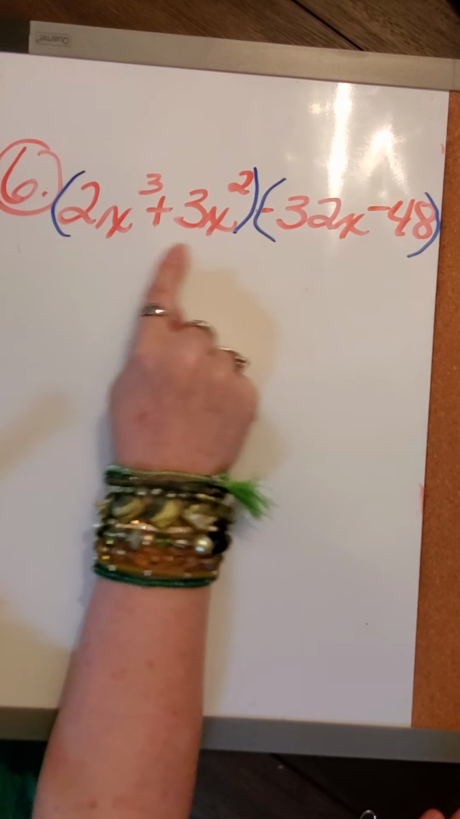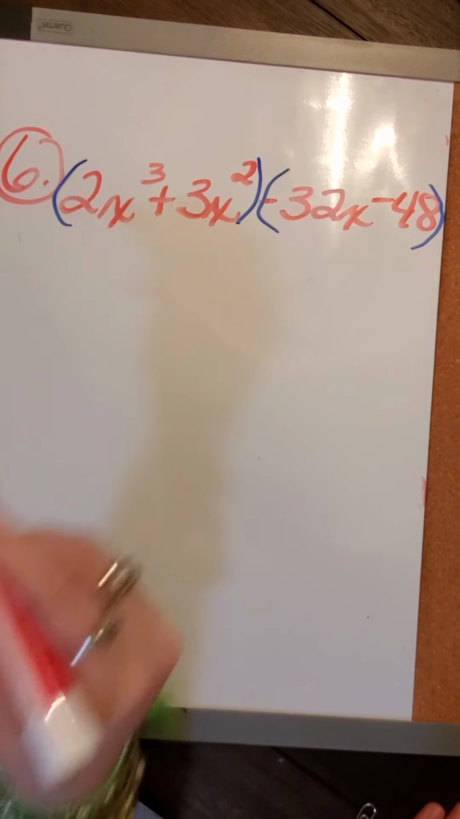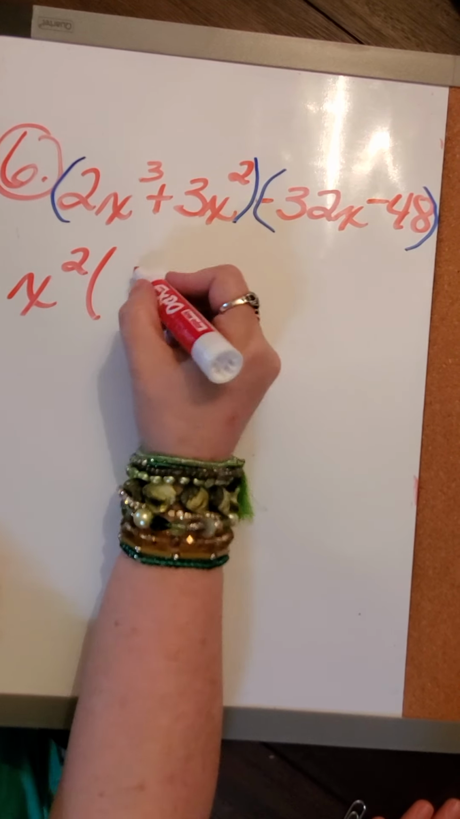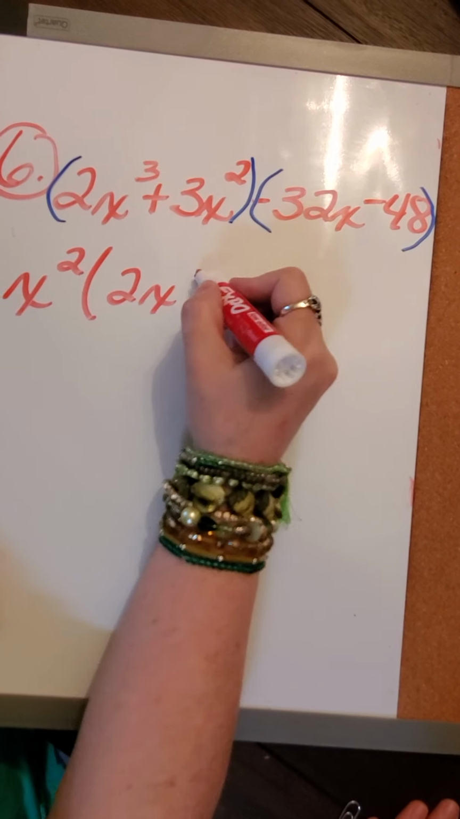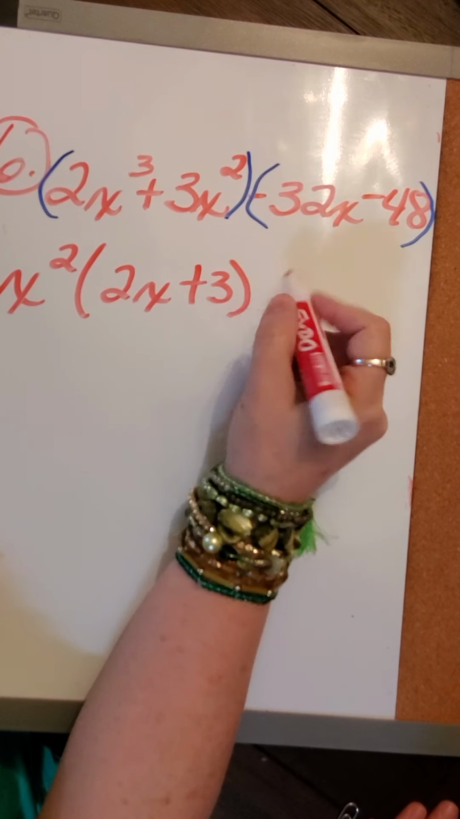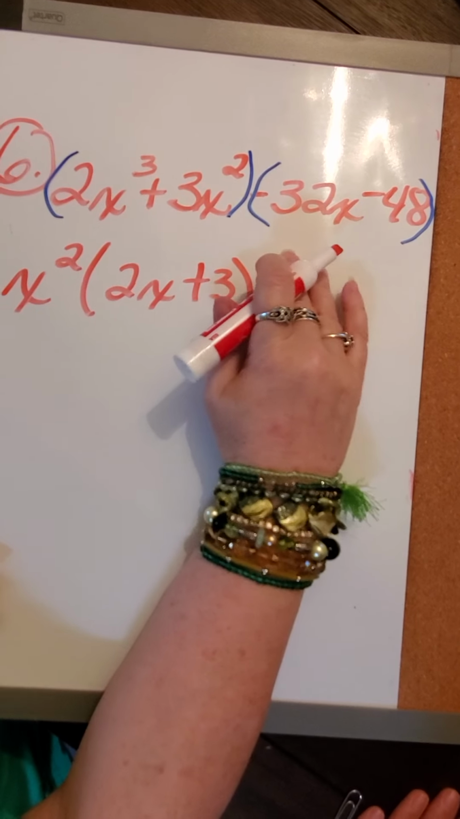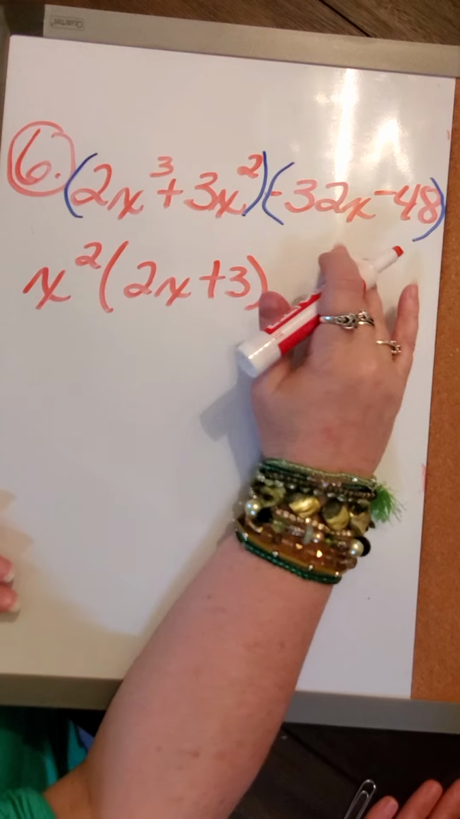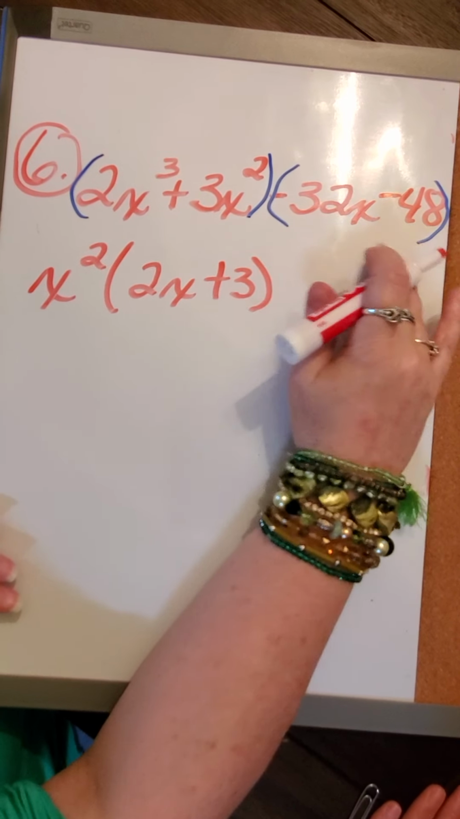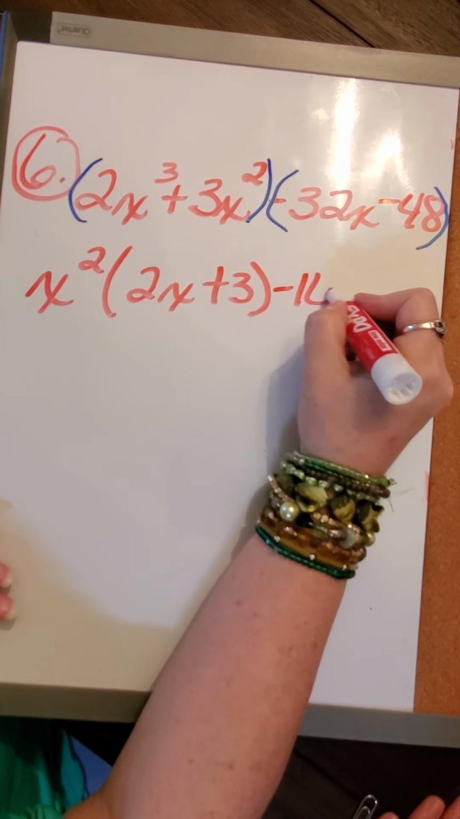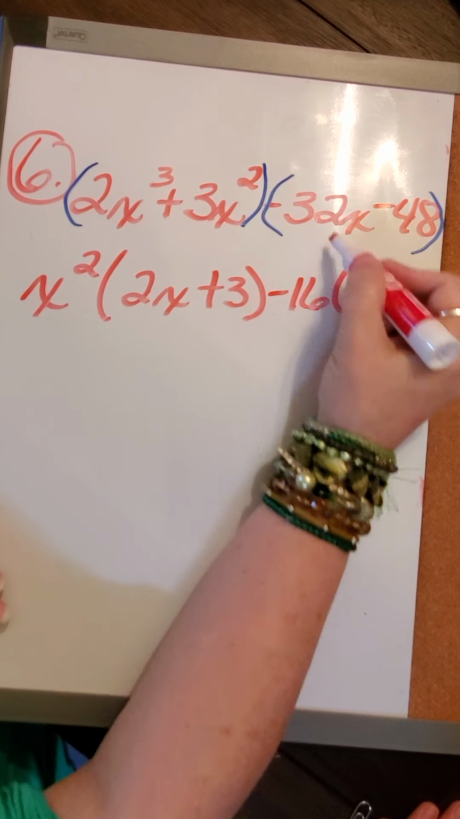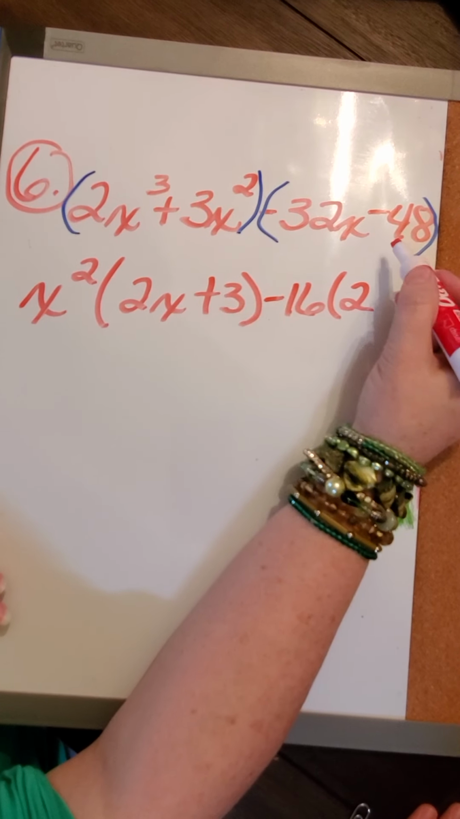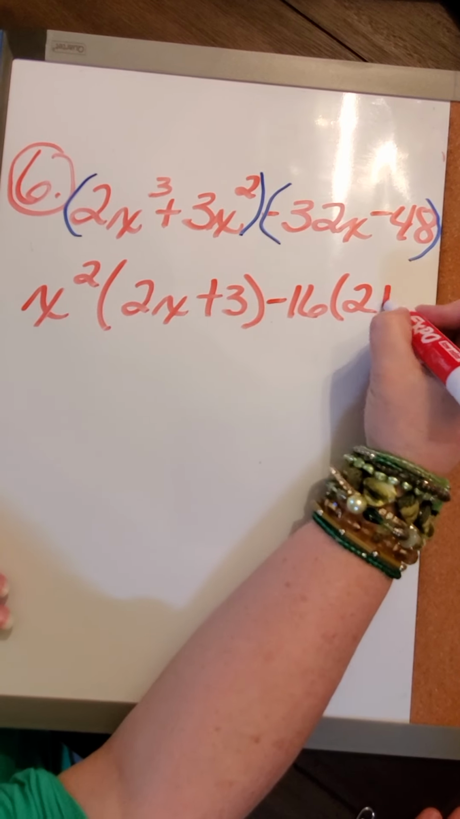Okay, on this particular one, we can factor out an x squared, and we're left with 2x plus 3. Okay, over here, we can factor out a 16, because 16 will go into both of these, and actually we're going to factor out a negative 16, and that 16 goes into this too. 16 goes into 48 3 times, and it will be a positive 3.